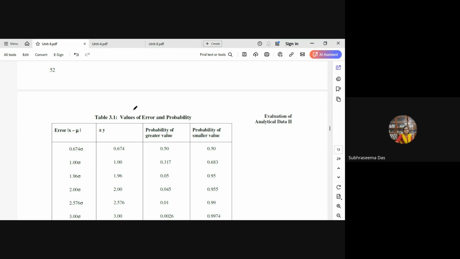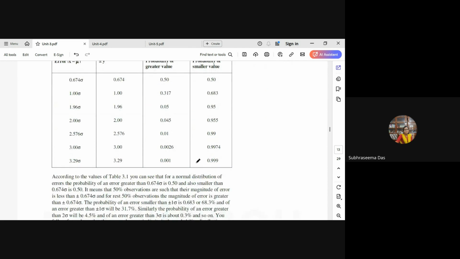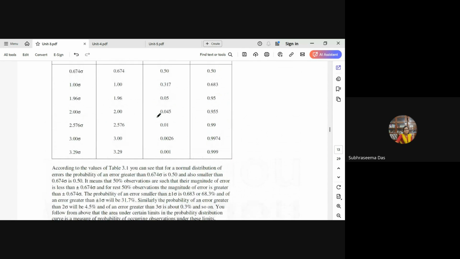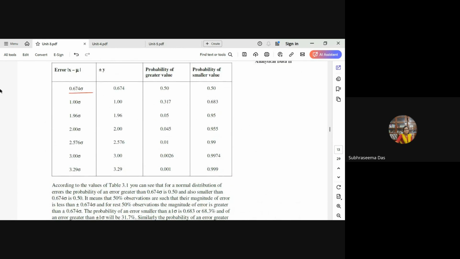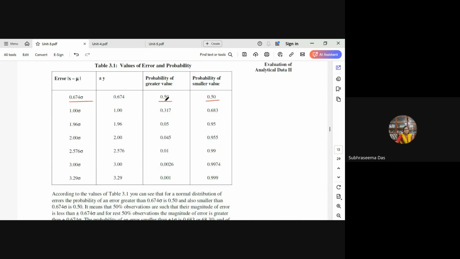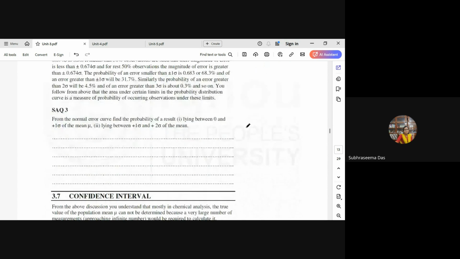Now in table 3.1, various values of error and their probabilities are listed. For example, for the first value, 0.674 sigma, the plus minus y is given with probability 0.5, and the probability of the smaller value is 0.5. This means that 50% have a smaller error magnitude, and the remaining 50% have a higher one. So the probability value indicates how much error lies within the plus minus scale. Here one example is given.